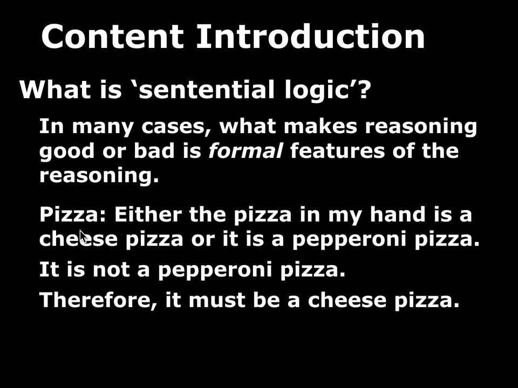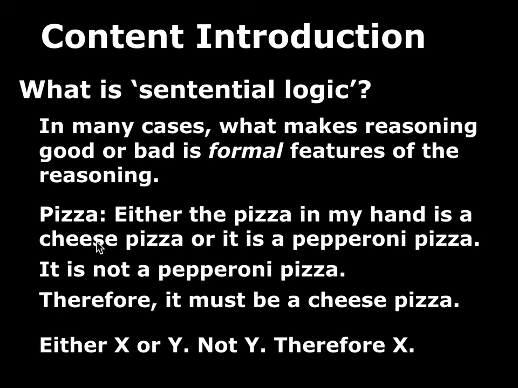So that's an analogy, but you'll see that the analogy is pretty close. Let's go back to the pizza argument. Either the pizza in my hand is a cheese pizza or it's pepperoni. It's not pepperoni, therefore it must be cheese pizza. There's a form that argument has, and here's the form: either X or Y, not Y, therefore X. You can think of this as sort of the shape of that argument. Now the material has been taken out. In this case, the material are the sentences corresponding to X and Y, and these are sentences about pizza.